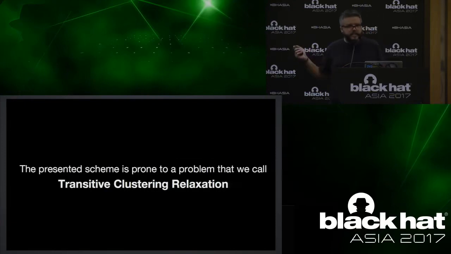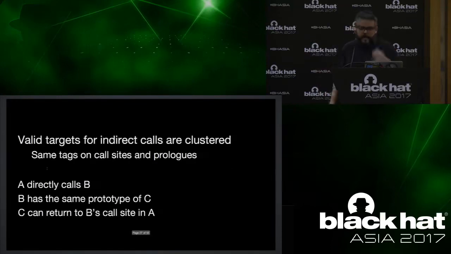Although this name is quite complex, the problem is really simple. So let's see what it is. Imagine that you have a target for an indirect call which is called both directly and indirectly. As these targets for indirect calls are clustered, all these functions will have the same tags on their prologues, and they will check for the same tags before returning.